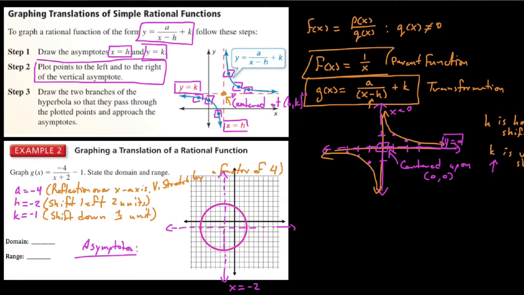In terms of putting this graph together, this was the first step we want to get out of the way, and I don't mean to imply that we put a dot there, but that would be centered at this point here, and this point here is -2, -1. You can see that it's because we shifted left 2 and down 1.